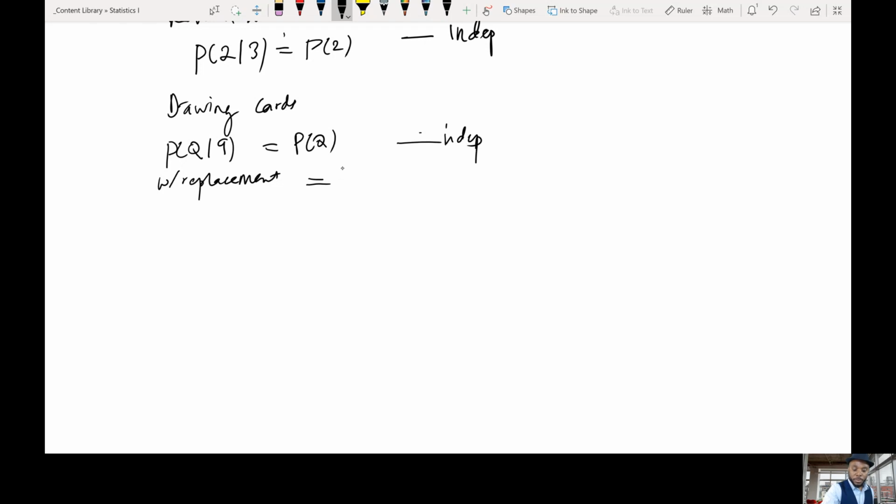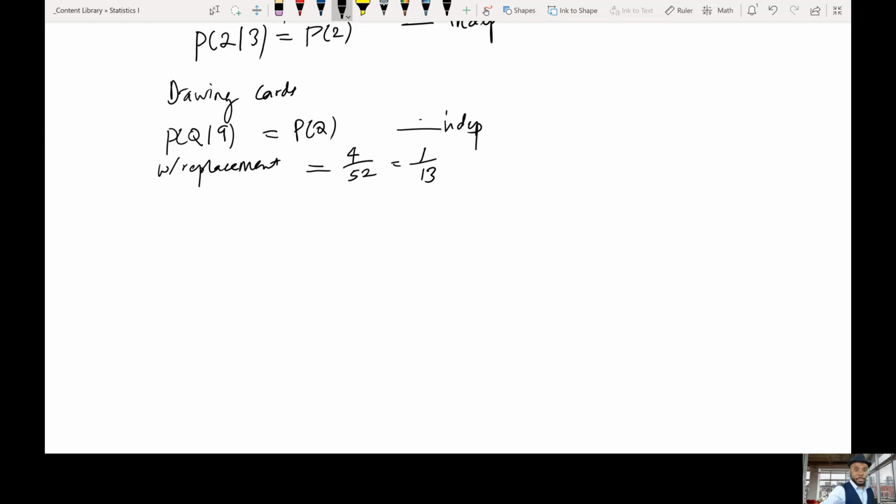And that will be equal to what? How many queens are there? There are 4 divided by how many, what's the sample size, that's 52. So it's about 1/13. Okay. What about if I say without replacement?